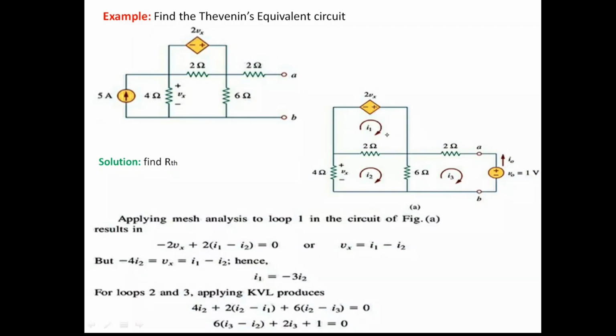Now we have 3 meshes, 1, 2 and 3, and mesh currents we have assumed in the clockwise direction. Then applying mesh analysis, that is KVL to loop 1 of figure A. ఈ loop కి KVL వేస్తే -2Vx వస్తుంది, ఈ డైరెక్షన్ లో -2 ప్లస్ వెళ్తుంది కాబట్టి -2Vx, and ఈ డైరెక్షన్ లో 2 times (I1 minus I2) is equal to 0. And if you simplify this equation, then you will get Vx is equal to I1 minus I2.